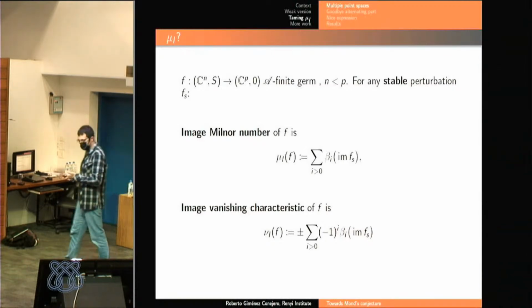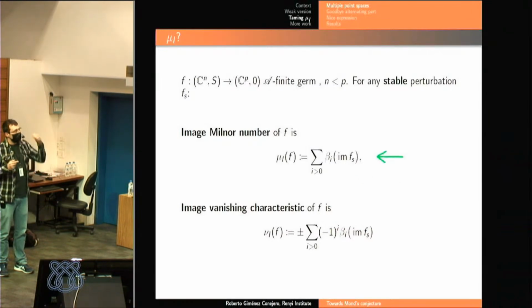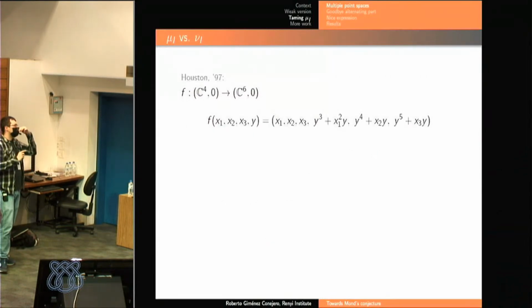And the thing is that both definitions coincide with the image Milnor number if p is equal to n plus 1. So what should we take? Either this or this. There are several reasons to take this one. This controls better the topology of things. And I will give you one.